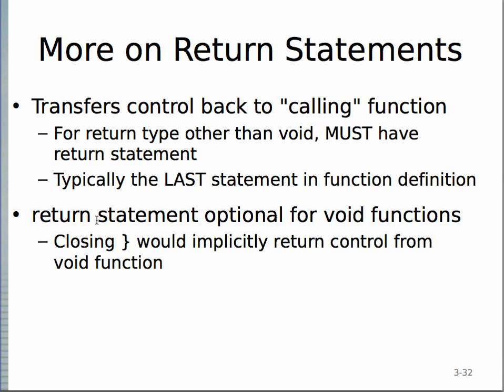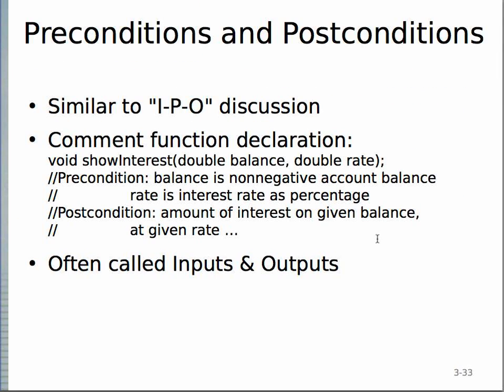Okay, what exactly does a return statement do? It transfers control back to the calling function. And for a return type other than void, you must have a return statement inside the function. It's typically the last statement in the function, but you can also return from the middle of a function. Return statements are optional, so you don't have to have a return statement for void functions, but you can have multiple returns. Let's say if you check some condition, if x greater than 0, return, else do something else. Now that's perfectly fine. You can have multiple returns.